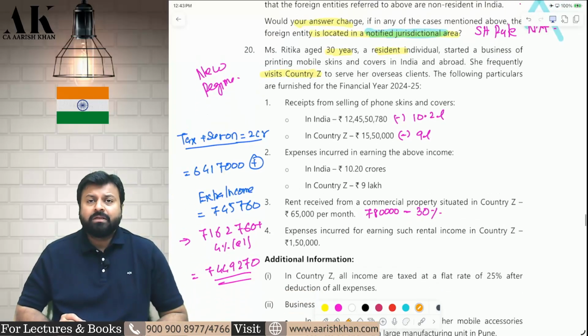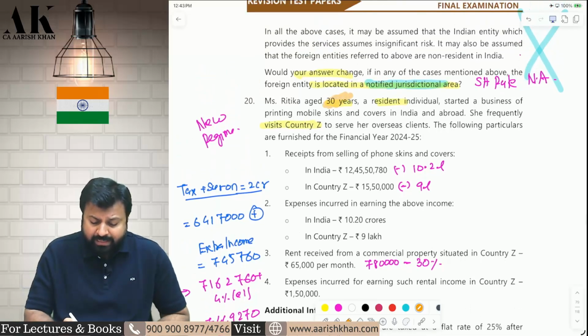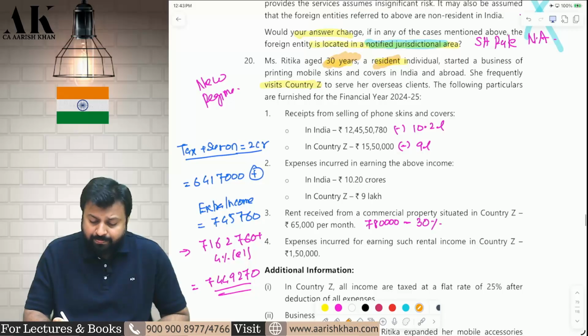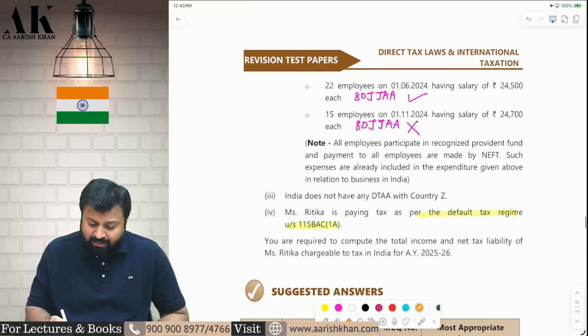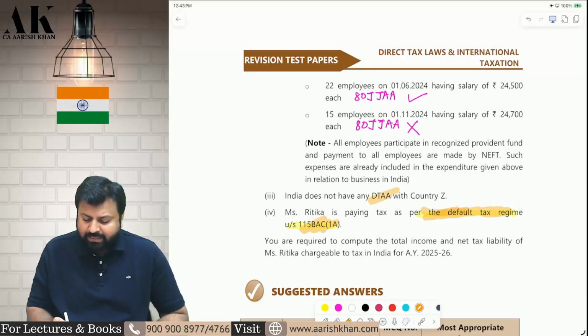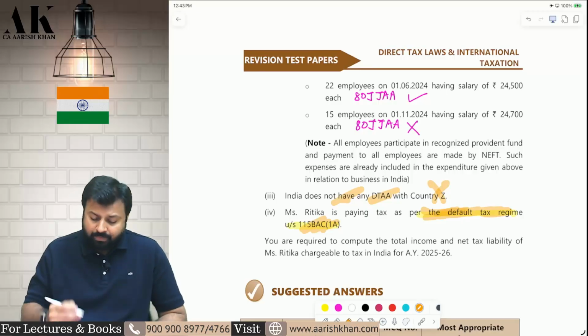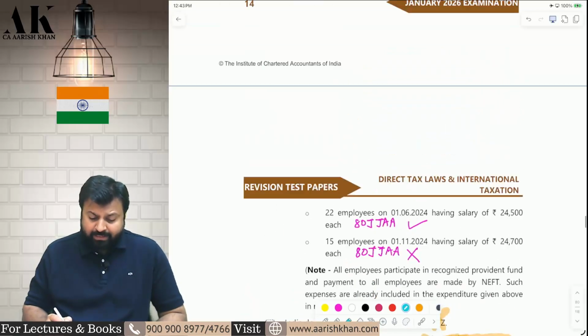Next question is a DTAA question. Ritika is aged 30 years, a resident individual. She has a business in India and also abroad in country Z. We are supposed to compute the total income of Ritika and tax of Ritika as per DTAA. India, as per 115BAC subsection 1A, means as per the new regime. India does not have a DTAA with country Z. Let's compute the tax liability of Ritika here.